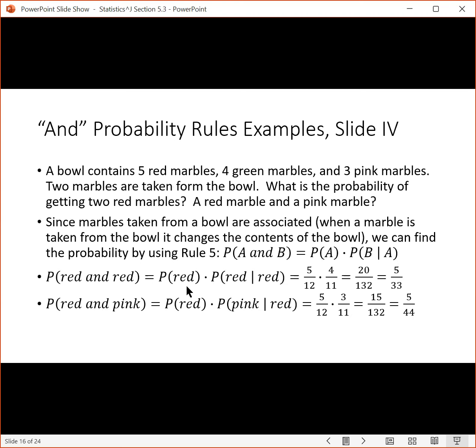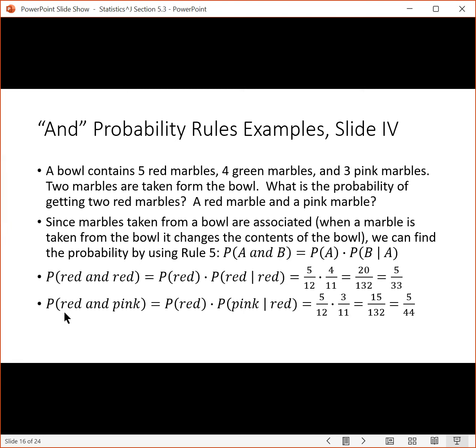All right, so for the first one, to find the probability of red, we go through how many red marbles are there? There's 5. How many total marbles are there? There's 12. And then we need to multiply by the probability of drawing another red. Well, if you've taken one of the 5 red marbles, there's only 4 left. And if you've taken a marble, you started with 12, so there's only 11 left. And so that's going to be the probability of drawing a red, given that you've already drawn a red. And then you just multiply across to get this result, 5 over 33.